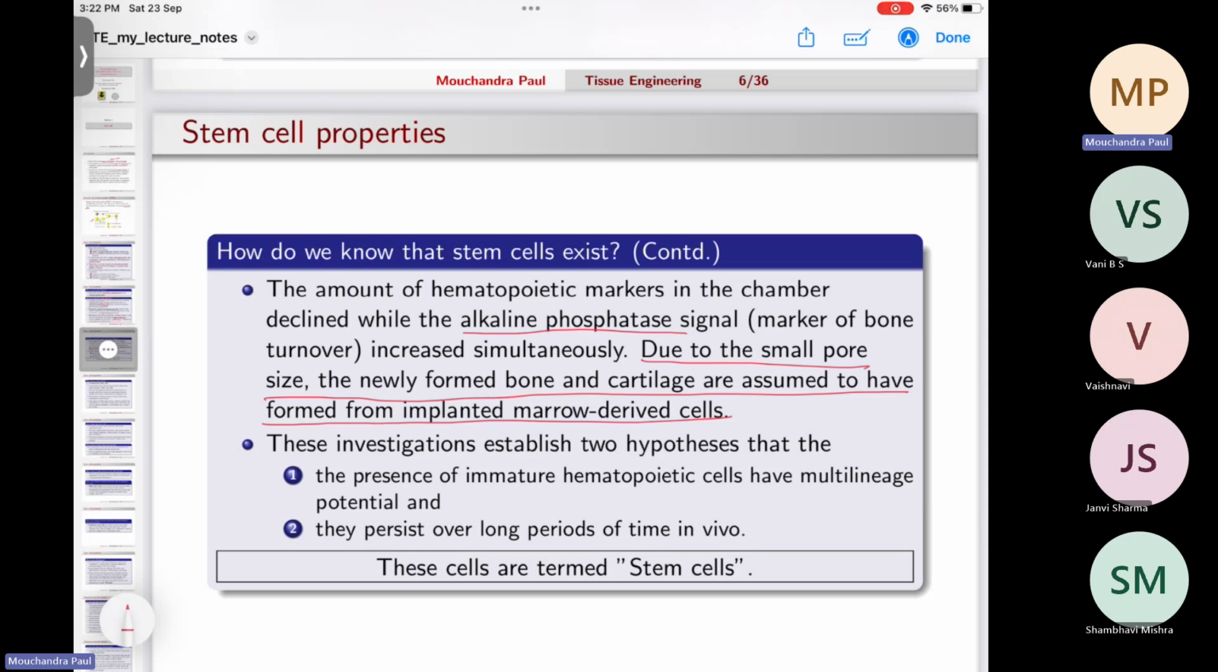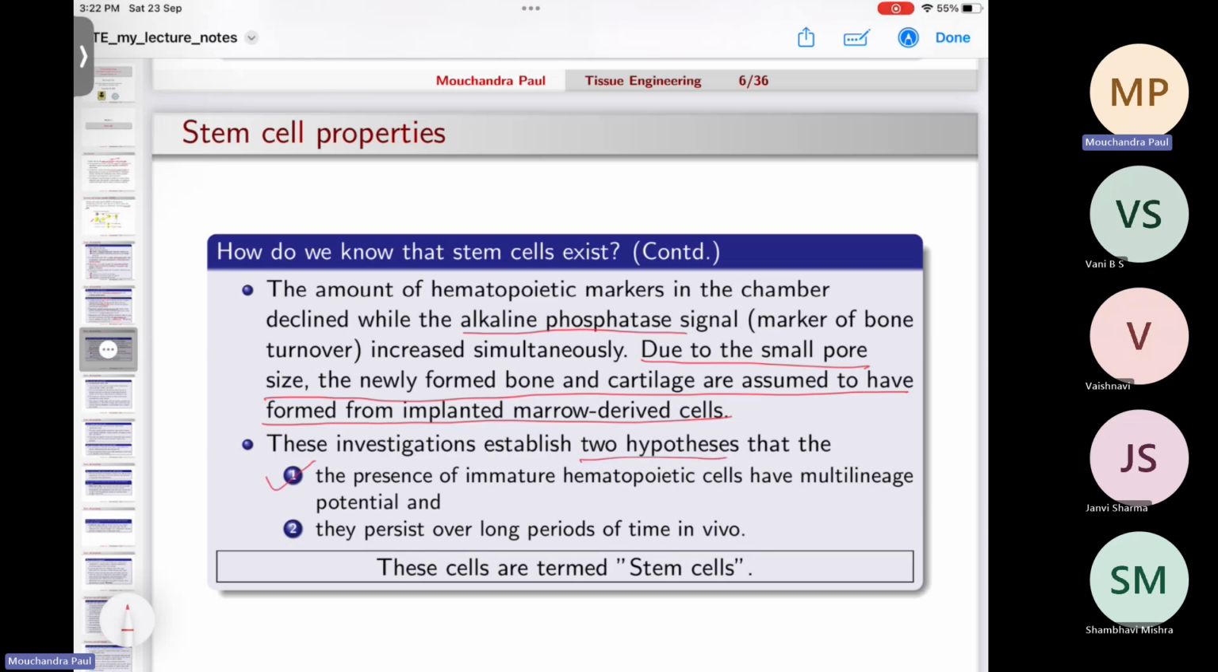Since people initially found the stem cells to be present in the bone marrow, and you know the bone marrow is the most proliferative organ in the body, and later on, and even now, people are still finding new stem cells in other tissues as well. So whatever early research has happened, it has all happened on bone marrow cells. All right, so these investigations led to establishing two hypotheses.